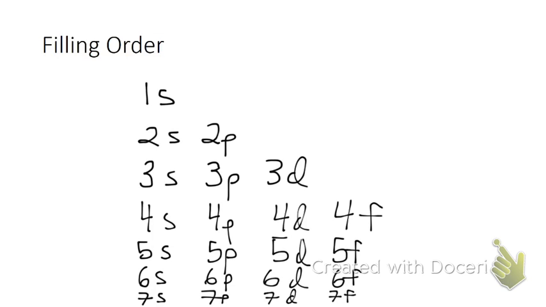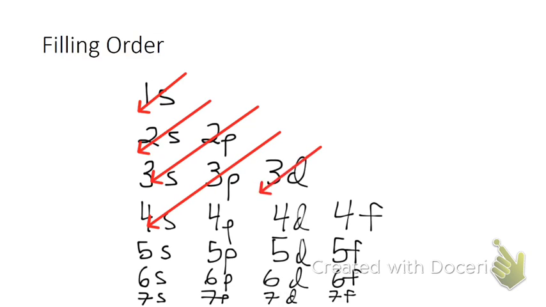Now we have to draw some arrows. So with my arrow tool, this is how electrons fill. They first fill in my 1s, then my 2s, then my 2p and my 3s, then my 3p and my 4s, my 3d, 4p, 5s, and so on.